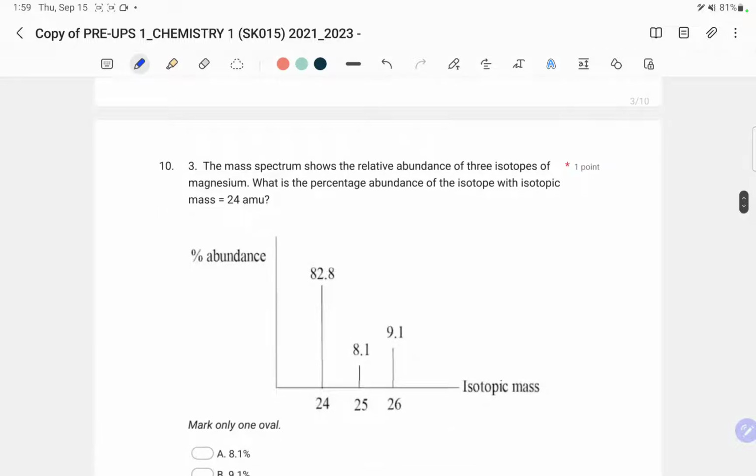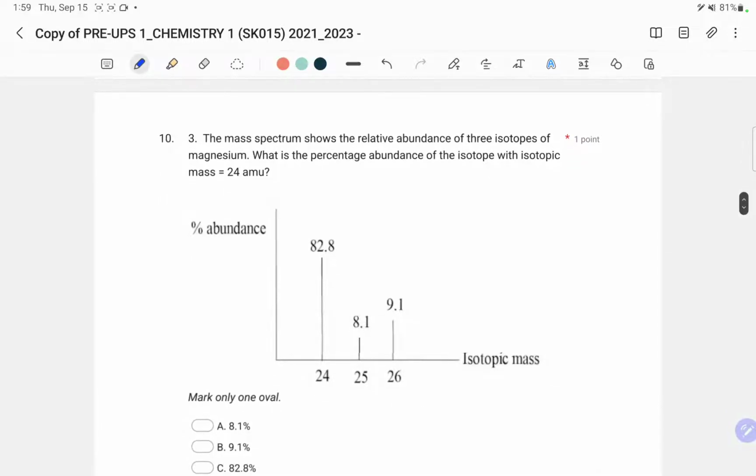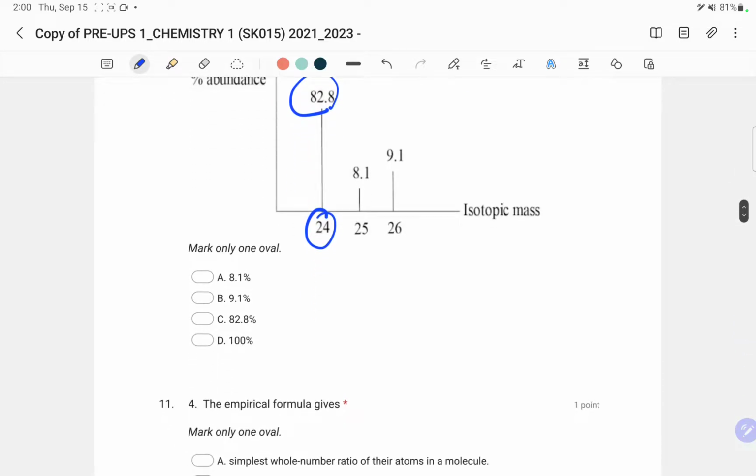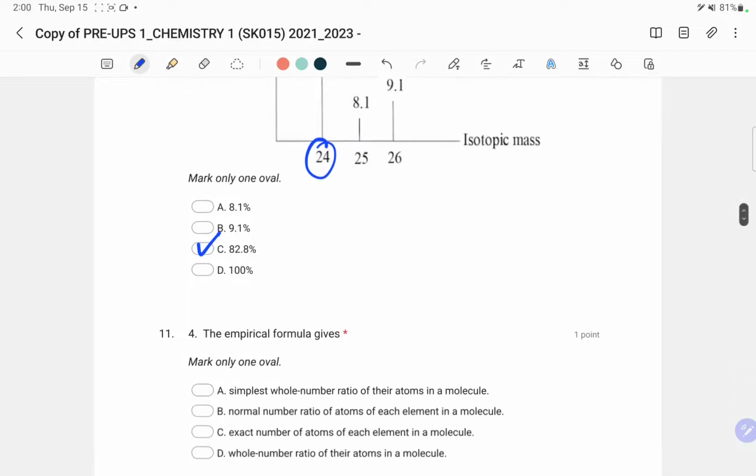Okay, the next question is, the mass spectrum shows the relative abundance of 3 isotopes. Okay, so dia minta percentage abundance yang isotopic mass dia 24. So, isotopic mass yang 24, berapa abundance dia? 82.8 lah. Terus answer. Terus dapat. Okay, so the answer is C.